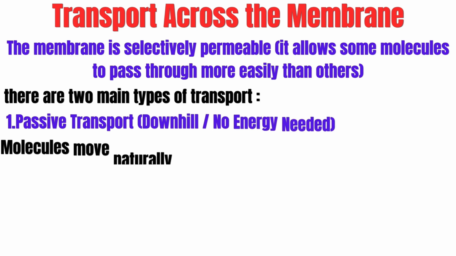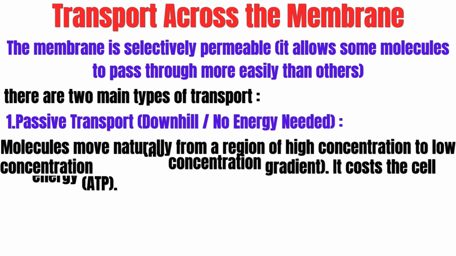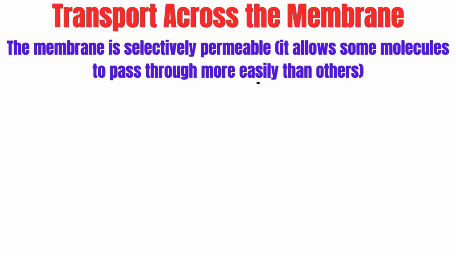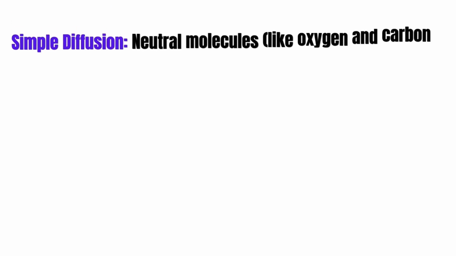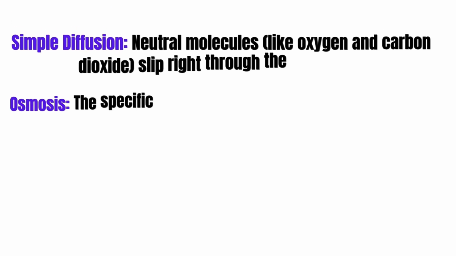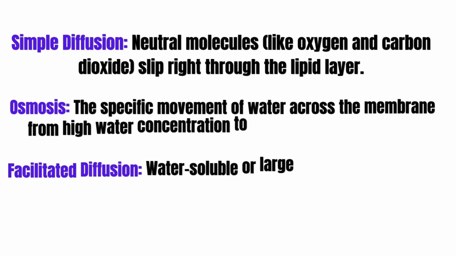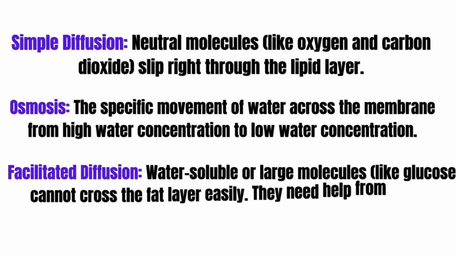There are two main types of transport. Passive transport, downhill, no energy needed. Molecules move naturally from a region of high concentration to low concentration, down the concentration gradient. It costs the cells zero energy, ATP. Simple diffusion. Neutral molecules like oxygen and carbon dioxide slip right through the lipid layer. Osmosis, the specific movement of water across the membrane from high water concentration to low water concentration.